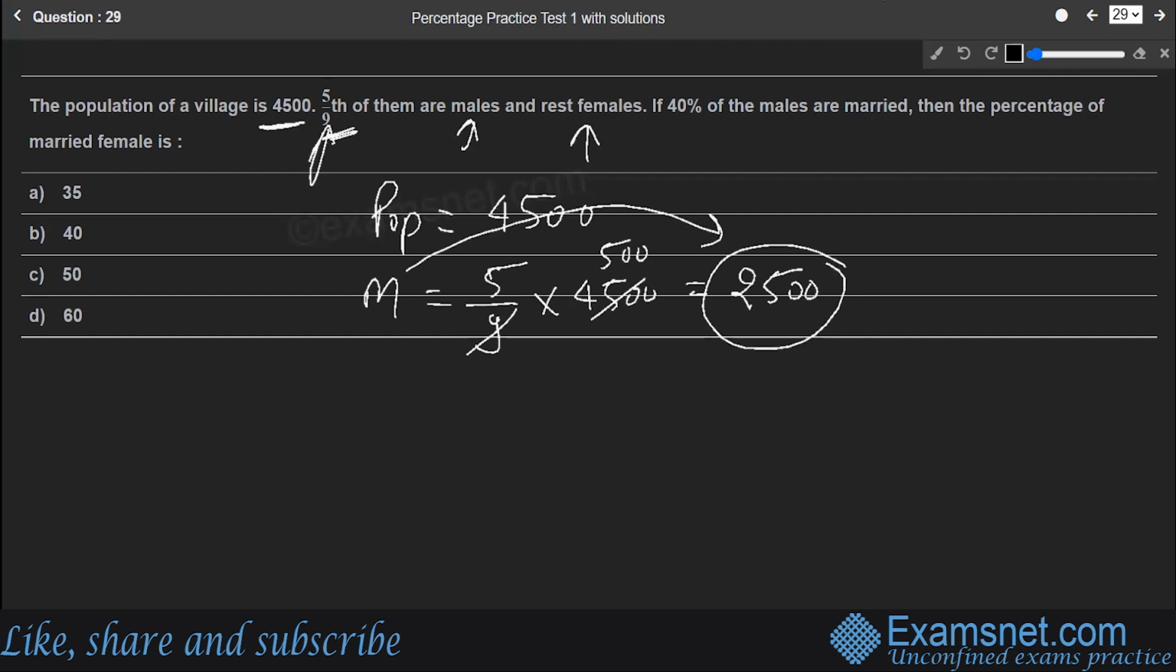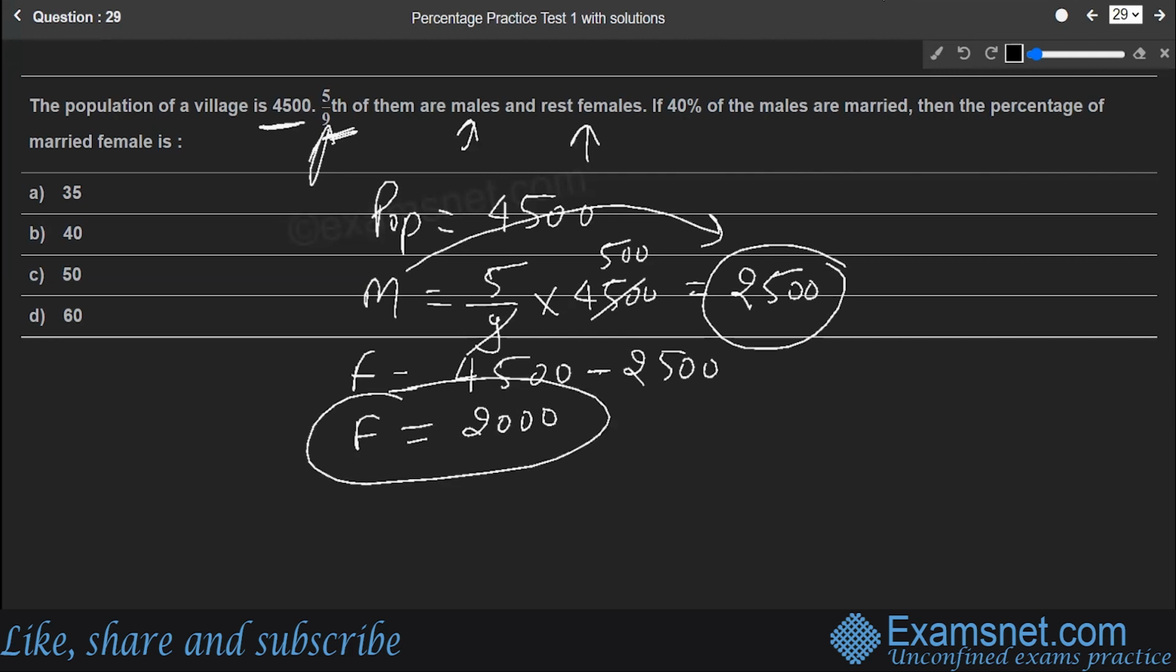Then he says the rest of them are female. So how many will be female? We can do this by subtraction. Total were 4,500, minus the male part. So this is the total female, that is 2,000. Total females are how many? 2,000 are the females and 2,500 are the males.